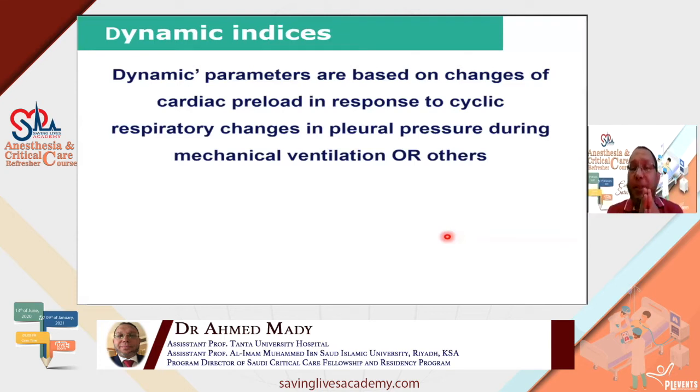You have a parameter to measure, you have an intervention to be done, and then you measure the same parameter again, and you check the effect of the intervention on the parameter you measured. They rely on mechanical ventilation to increase the venous return to the heart, and they check the stroke volume or the pulse pressure to tell you the effect of augmenting or challenging the preload on the cardiac output. These are the dynamic indices.